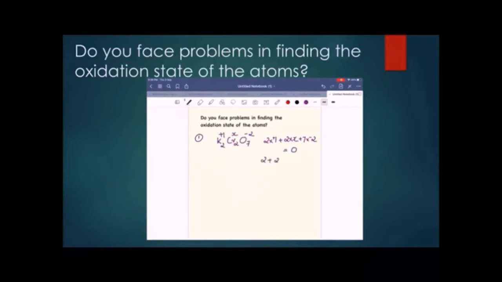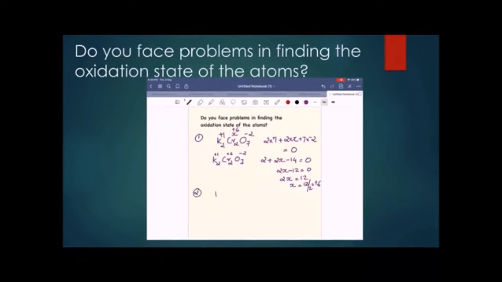So 2 plus 2x minus 14 equal to 0, 2x minus 12 equal to 0, 2x equal to 12, x equal to 12 by 2, that is +6. So here the oxidation state of chromium is +6. So we can write the oxidation state of all the atoms in potassium dichromate: K2 +1, Cr2 +6, O7 -2. If you want to check whether you have done it in the right way, you just add all the oxidation states of all the atoms, then you should get the value as 0.